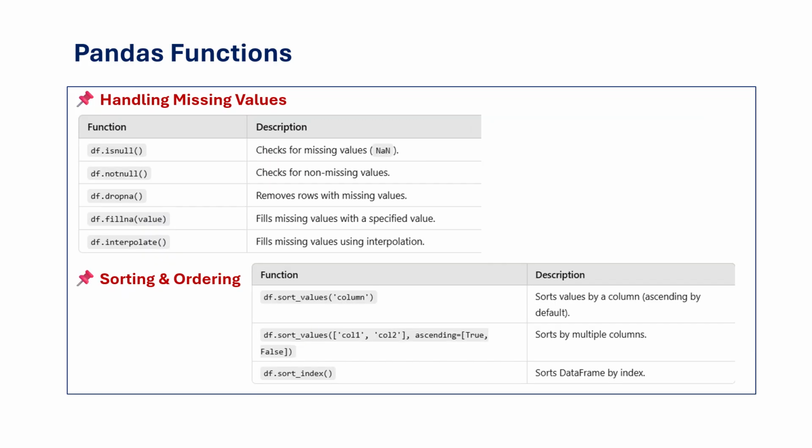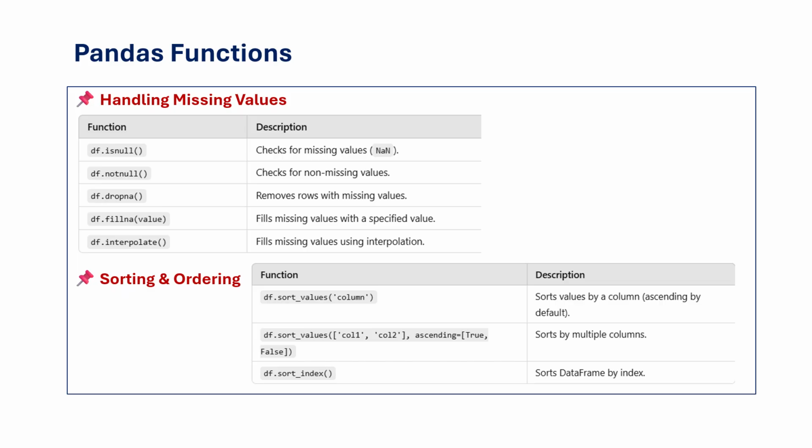Pandas functions for handling missing values and sorting and ordering. While working with real-world datasets, missing values are very common. Missing values may occur due to incomplete data entry, system errors, or unavailable information. So, pandas provides functions to identify and handle these missing values.